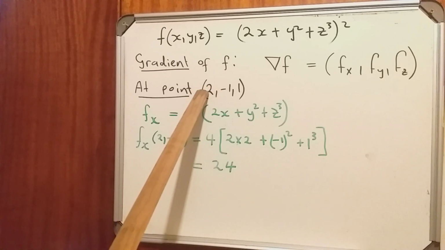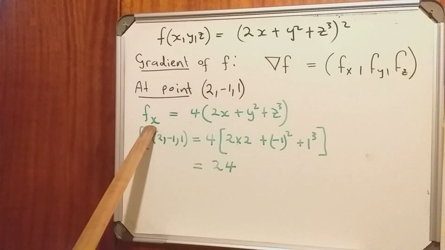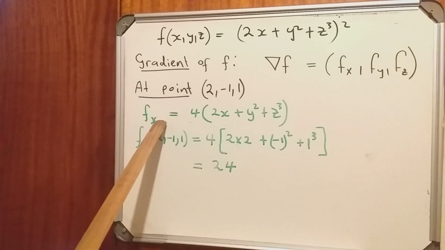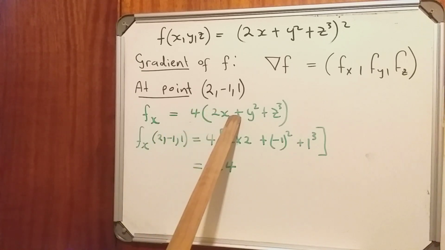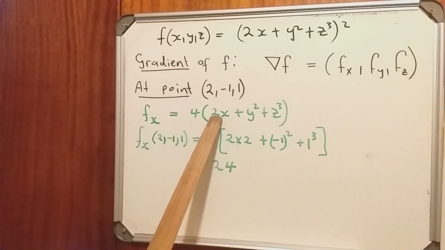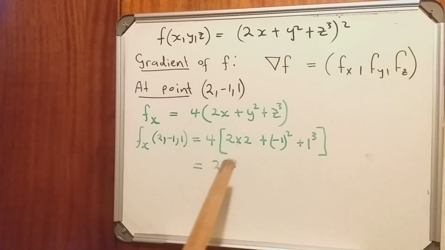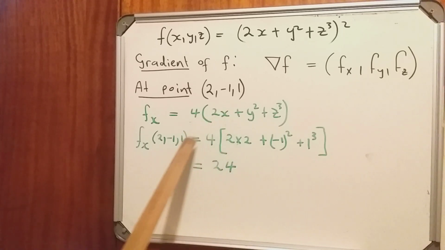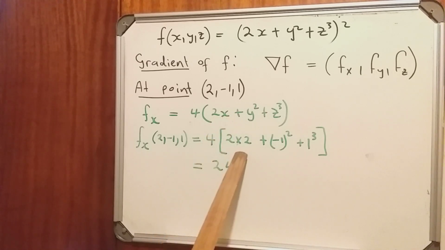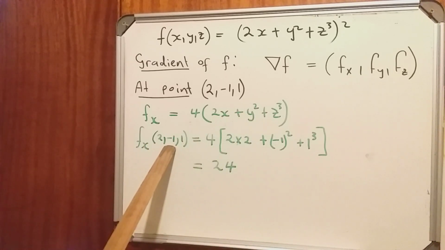This is our x, y, and z. So we take the partial derivative that we calculated with respect to x. The partial derivative with respect to x is equal to that. So at the point (2, -1, 1), you just substitute these values into this function. It will be 4 multiplied by the bracket, 2 times x, which means 2 times 2, x is 2, and then y, that is our y, negative 1.